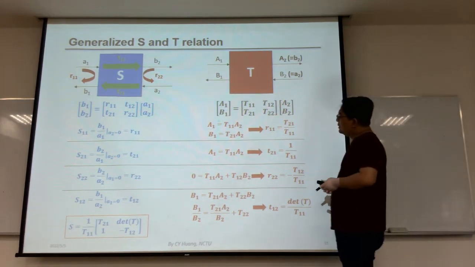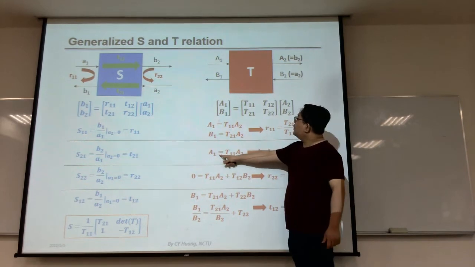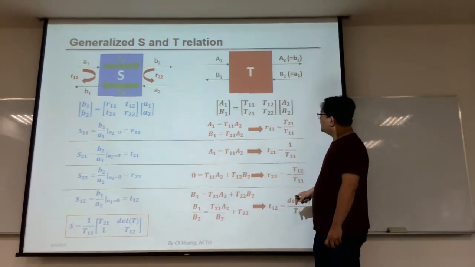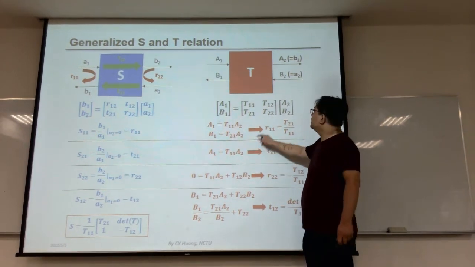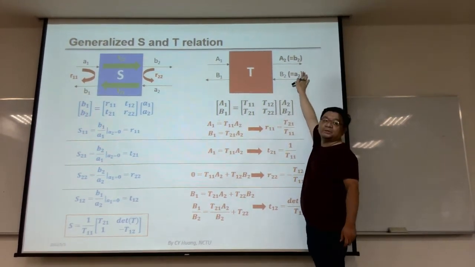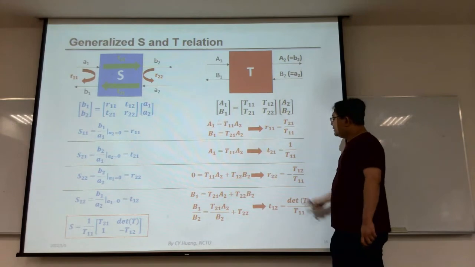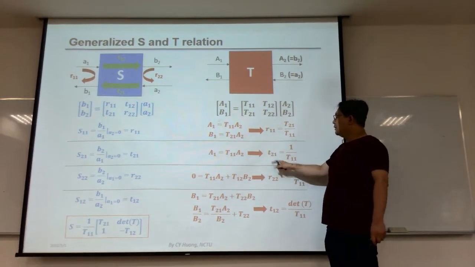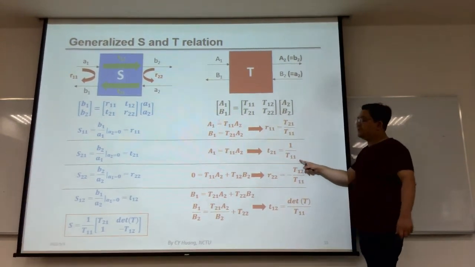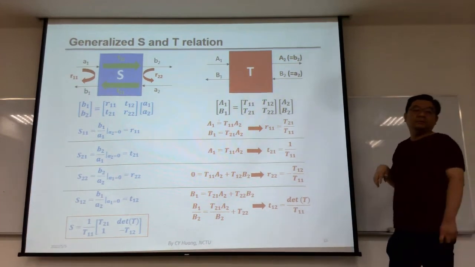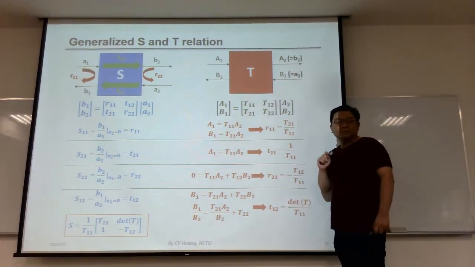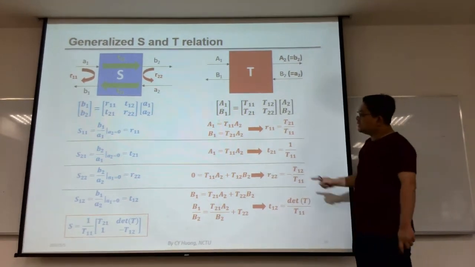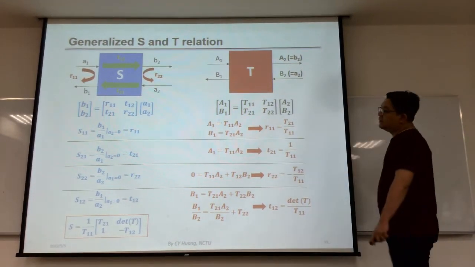Second, since A1 is T11 times A2, simultaneously we assume B2 is 0. So the T21 will be 1 divided by T11. Okay, so this is the relation between T11 and the T21. And the T21 is S21.